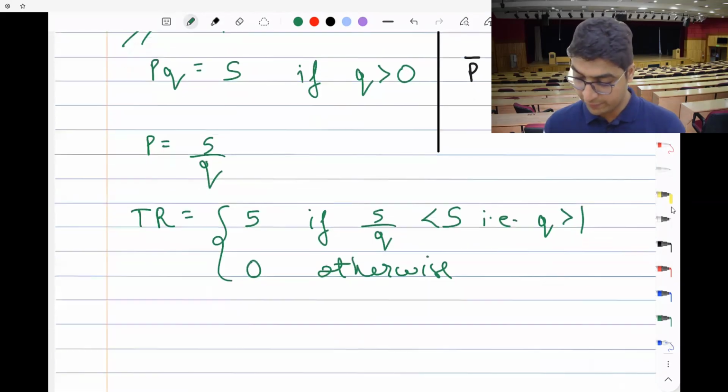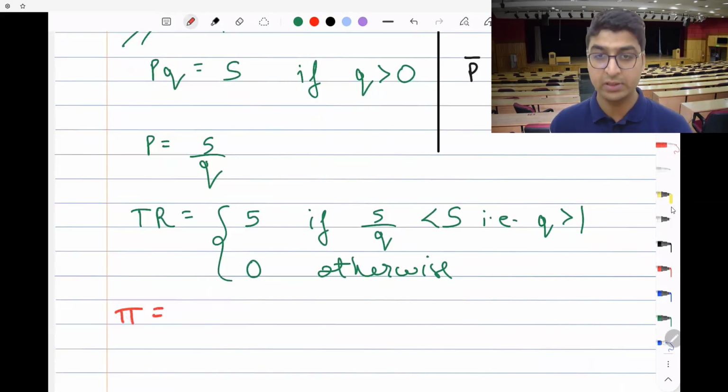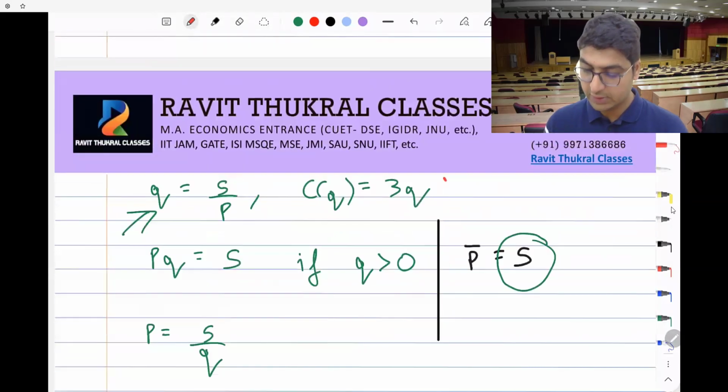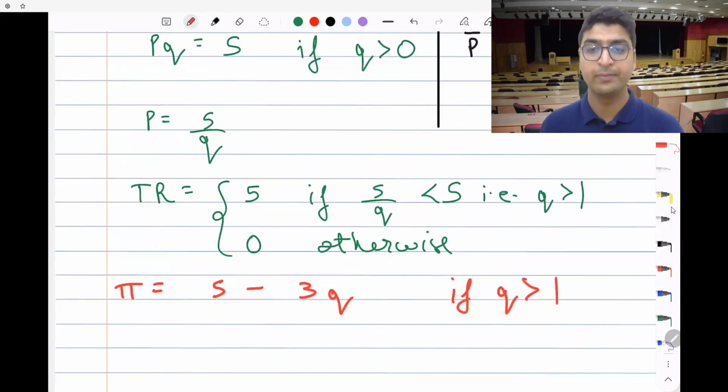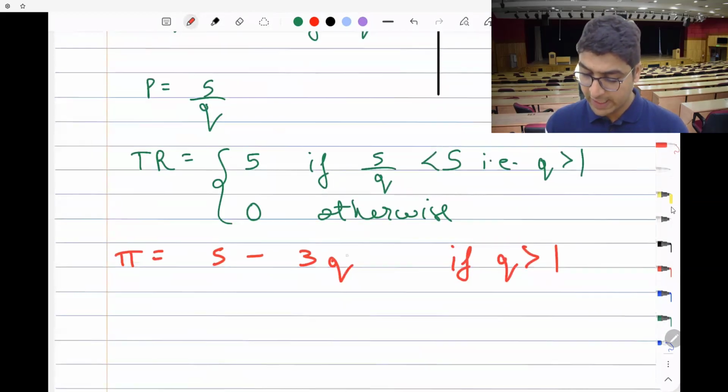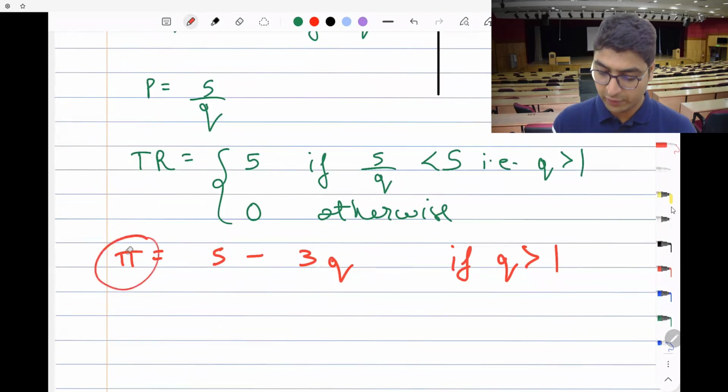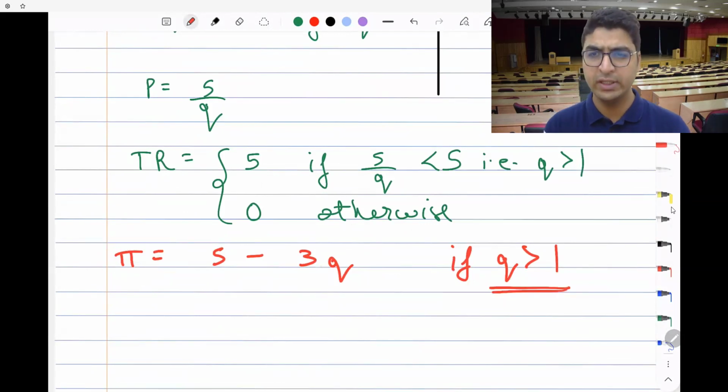But notice that when you calculate profit with this, that's going to be 5 minus 3Q if Q is greater than 1. So notice that higher the quantity, lower the profit. So we just need to charge something slightly greater than 1. So the lower the quantity, but higher than 1, the better. So it should be slightly greater than 1.